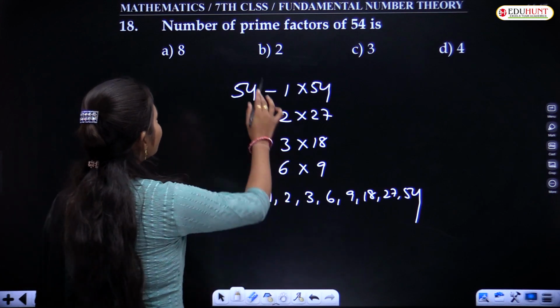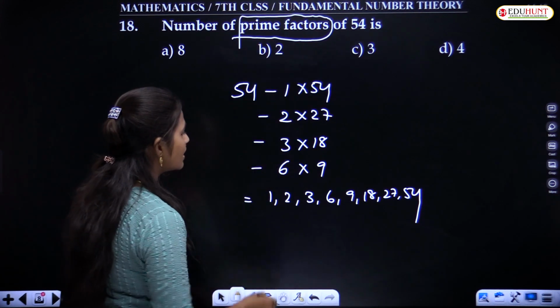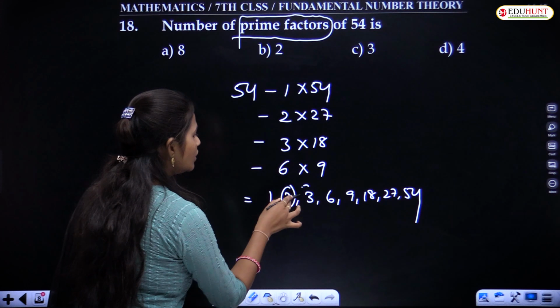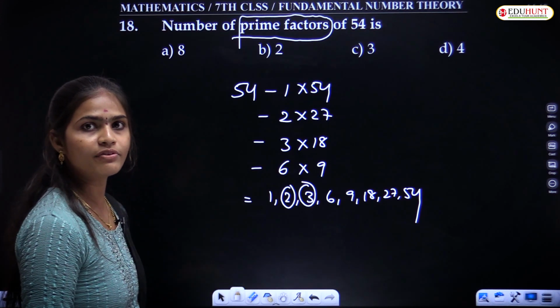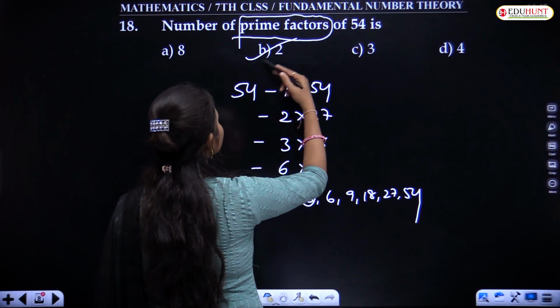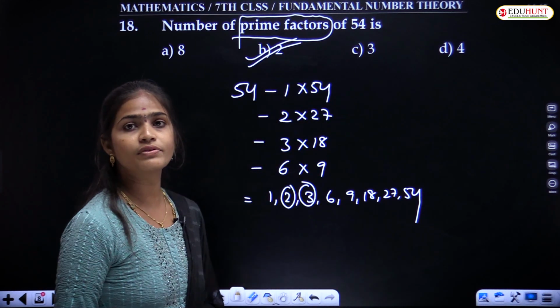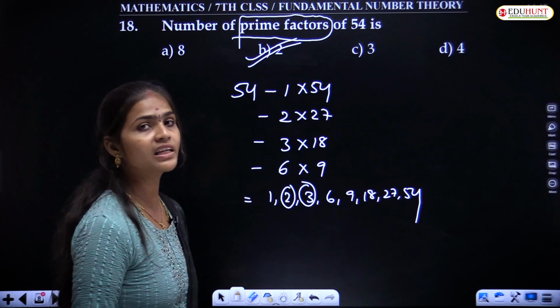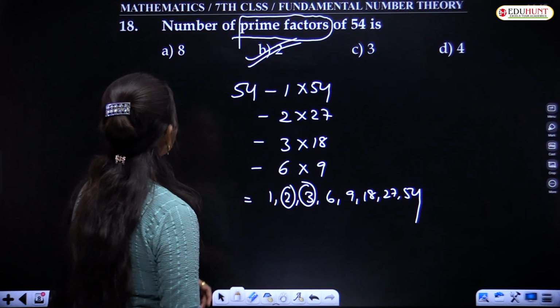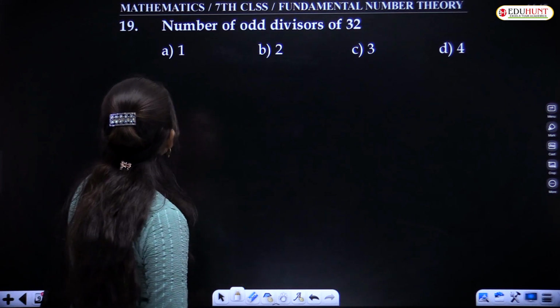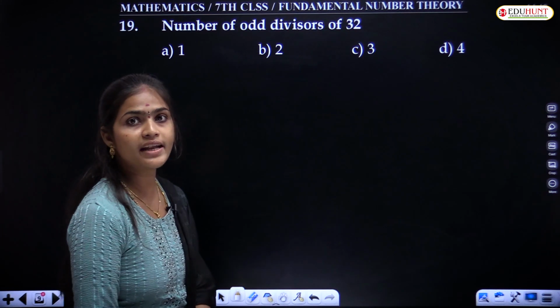Now what are they asking? They are asking for the number of prime factors. So the prime numbers are 2 and 3. Is there any other prime number? Not there, only 2 prime factors are there. So option B is correct. Okay, so here first you have to write the factors of the given number, after that you have to pick the prime factors.